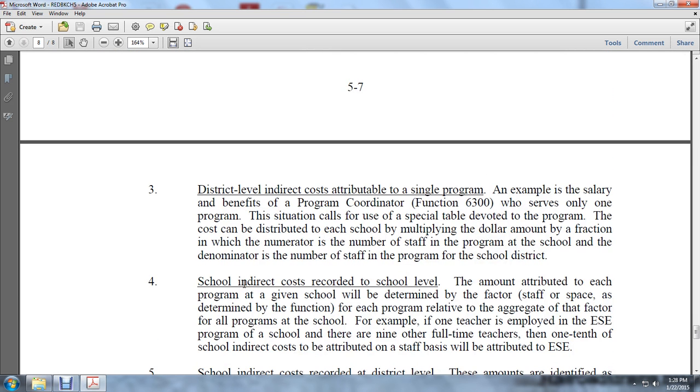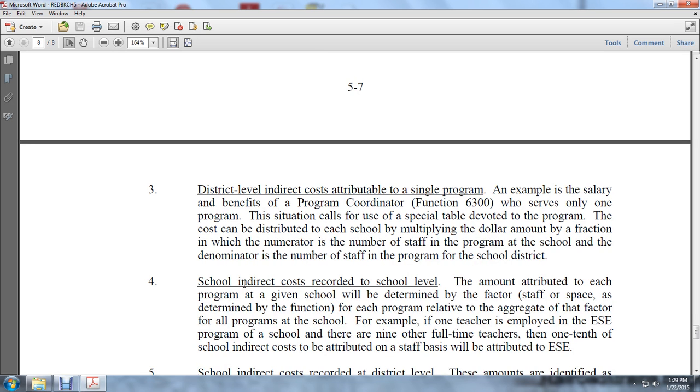A district level indirect cost attributed to a single program. An example is the salary and benefits of a program coordinator, function 6300, who will serve only one program. For this situation, the use of a special table devoted to the program, the cost can be distributed to each of the schools by multiplying the dollar amount by the fraction in which the numerator is the number of the staff of the program at the school, and the denominator is the number of the staff of the program in the school district.